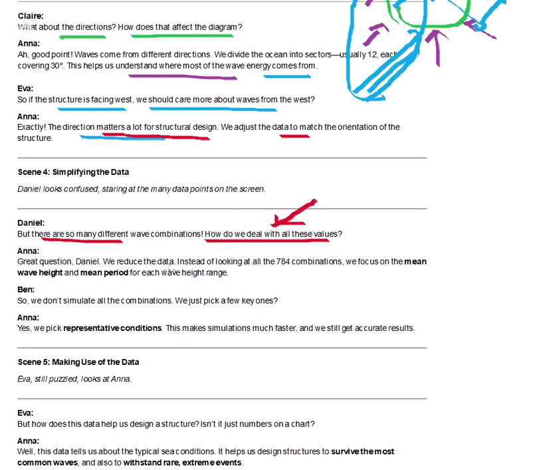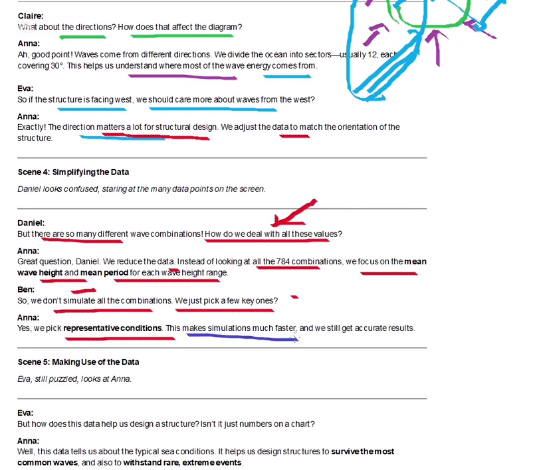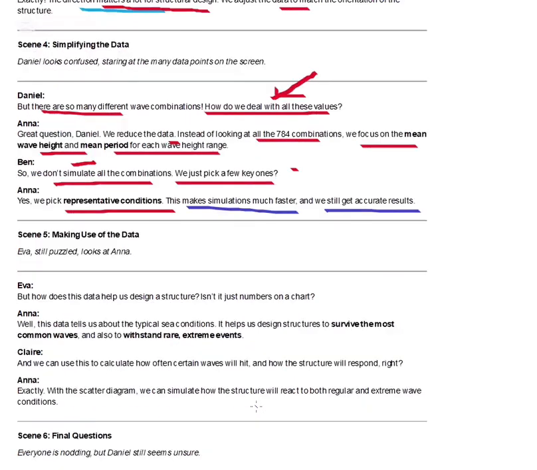Great question, Daniel. We reduce the data. Instead of looking at all the 784 combinations, we focus on the mean wave height and mean period for each wave height range. We don't simulate all the combinations. We just pick a few key ones, the representative conditions. This makes the solution much faster, but we still get accurate results.